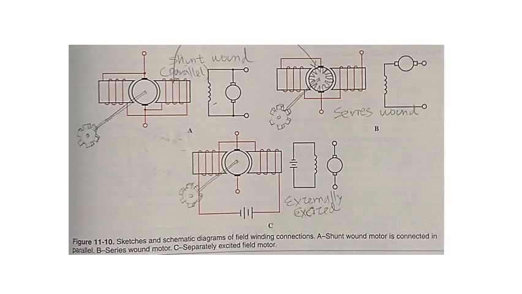Finally, Figure 11-10 shows sketches and schematic diagrams of field winding connections: A, a shunt wound motor, connected in parallel; B, a series wound motor; and C, a separately excited field motor.